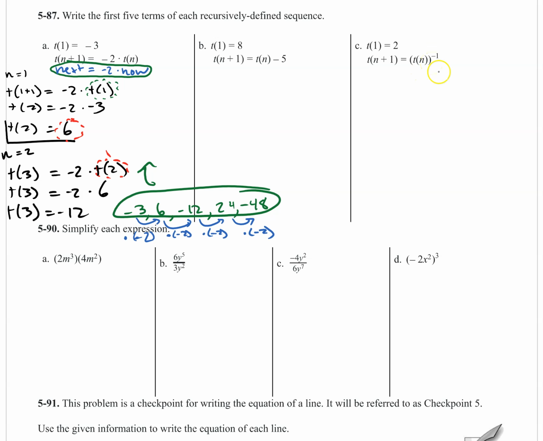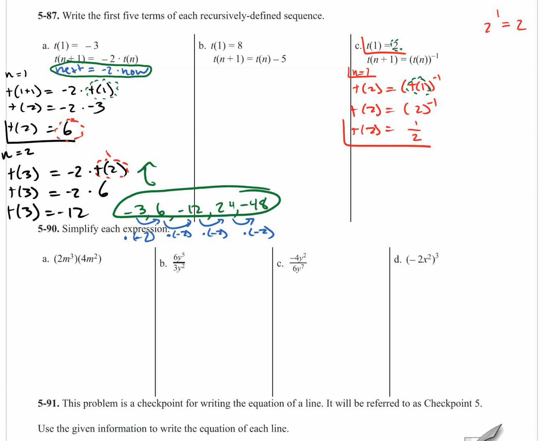Let's look at C. C is a little more difficult. So same idea, let's plug in n equals 1. So if I put 1 in right there, that's t of 1 plus 1. Or in other words, t of 2 is equal to t of 1 raised to the power negative 1. So t of 1 is our first term. So if I replace that with 2, what do I get? I get t of 2 equals 2 to the power negative 1. Now if you remember negative exponents, you flip the 2, have it cross the line, and then change the sign of the exponent. 2 raised to the power 1. But recall that 2 raised to the power 1 is just 2. So this is 1 over 2.